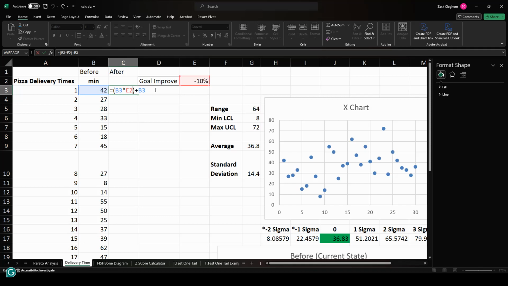So build that into the formula as you're setting it up. It's going to be a good way we can say, okay, our goal is to reduce this by 10%. Then we can establish what that metric would look like.